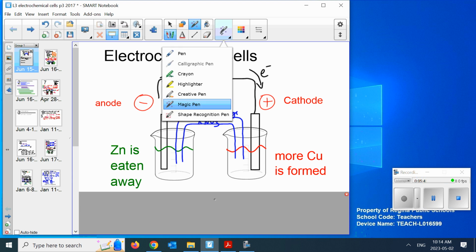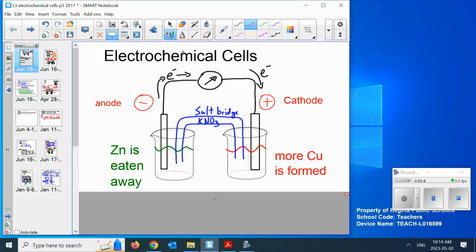We're not ready. So then the next thing, the zinc is eaten away. As the zinc strip is eaten away, the zinc has to go somewhere. So what happens is, as the zinc is eaten away, we get zinc ions in the solution.